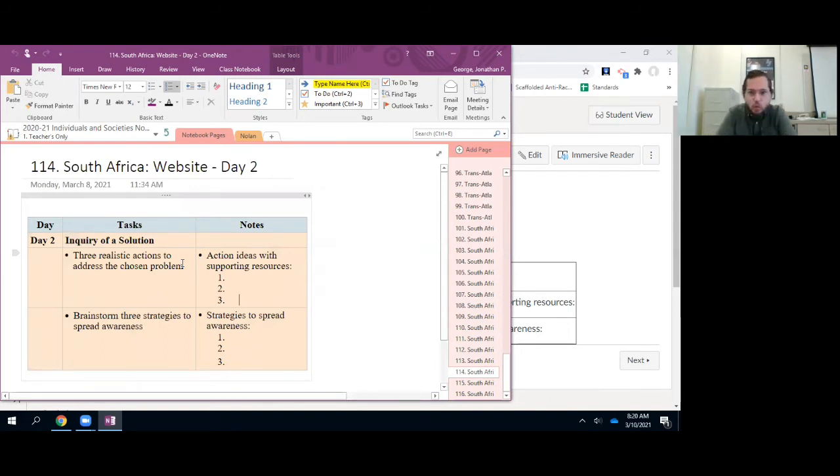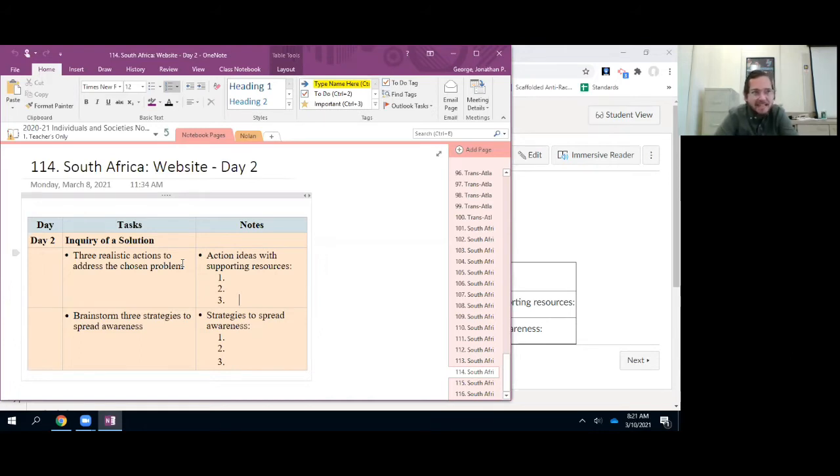Now, let's look at today, 114. So here's what you are expected to do and complete today. You are going to have to inquire. You have to research here and look a little bit more in depth into this issue. So if you picked, let's say, financial inequality or unequal pay, then what could be 3 action ideas that you can do or push for to change the pay so it is more equal in South African society? Okay, so think through that.